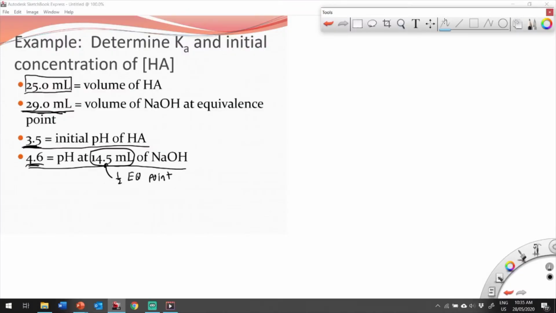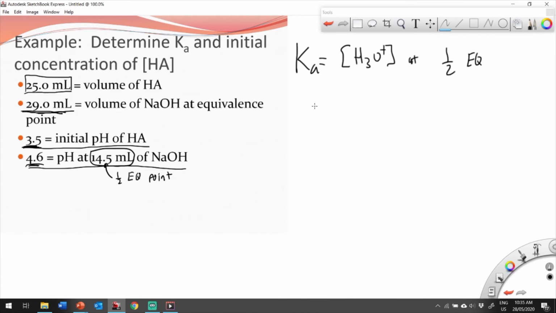Alright, so first step is we're going to calculate the Ka. So Ka is the concentration of hydronium at the half equivalence point. And we can do this by doing the following. We can take 10 to the negative pH, which is negative 4.6. Entering that into our calculator, this gives us a concentration of hydronium of about 2.51 times 10 to the negative 5. Alright, so there's our Ka.